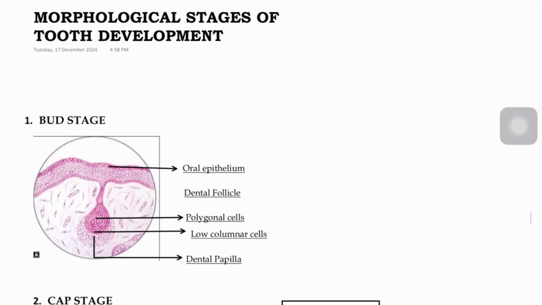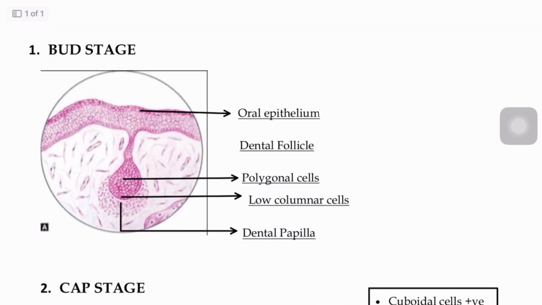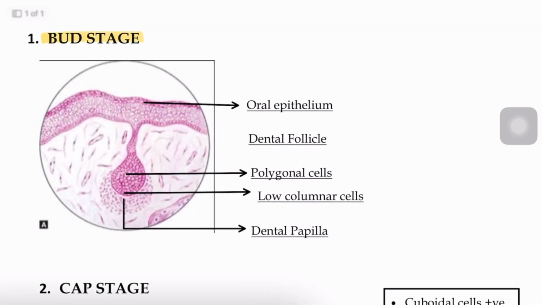So this is basically morphological stages of tooth development. These stages are divided on the basis of how the enamel organ will look. The enamel organ takes on certain shapes during the development process, and on those shapes we have divided it into different stages. This is not exactly how it happens; this is what we've observed over a long period of time, and they have come up with this. So yes, the first stage in that whole thing is the bud stage.